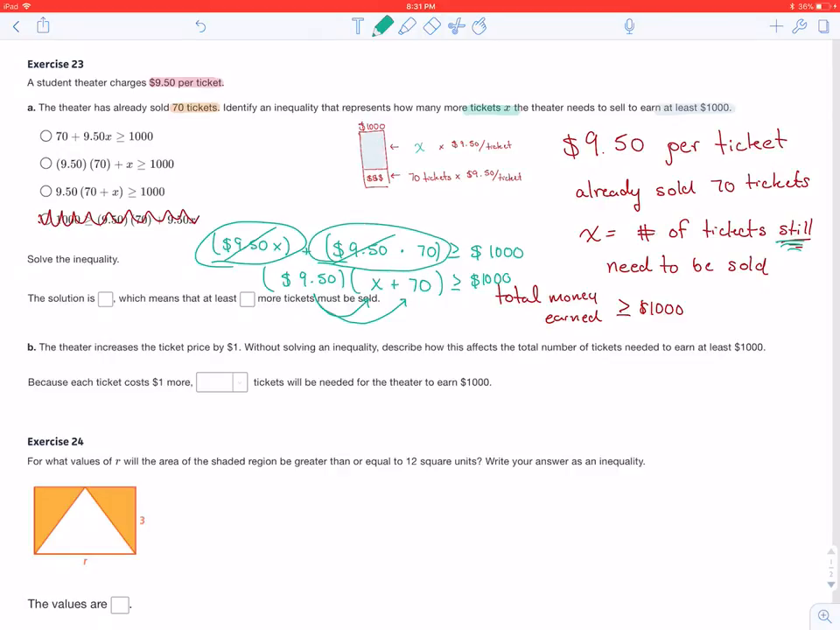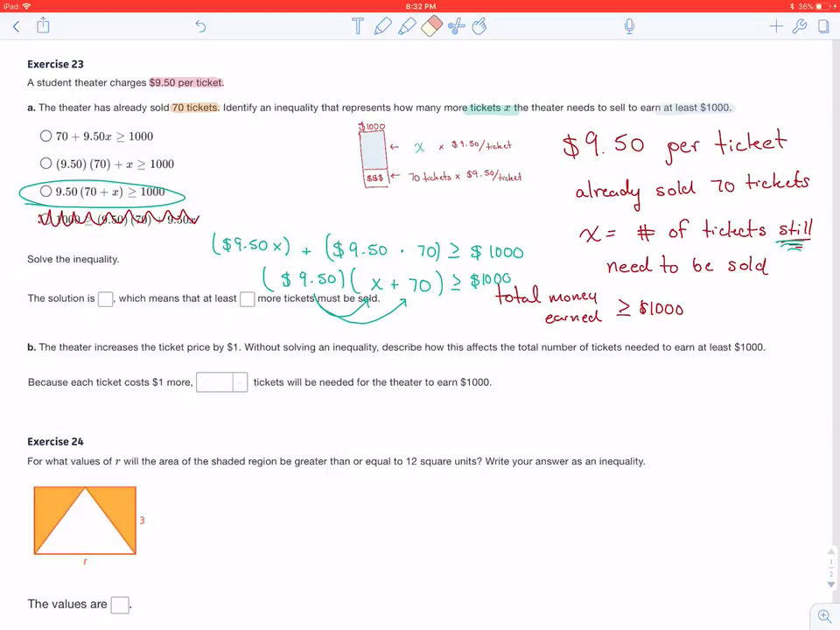Then I'd be taking 950 and multiplying it by the 70 tickets we've already sold, which is being done here. And so this is the same expression here, but now it's in a factored form. And while it's in this factored form, you can see that it actually looks exactly like this one, because that's the inequality that represents this situation.